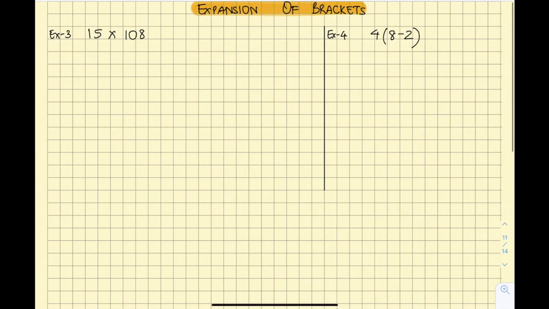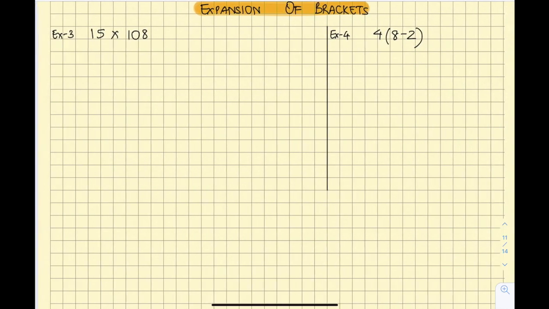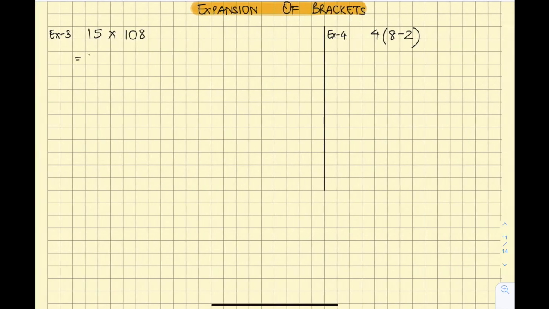Here in this expansion of brackets, the first example given is 15 multiplied by 108. So here we can see that 15 is a smaller number whereas 108 is a bigger number. So we break it up into 100 plus 8 into hundreds. Here I will write 15 as it is, and 108 is broken up into 100 plus 8.